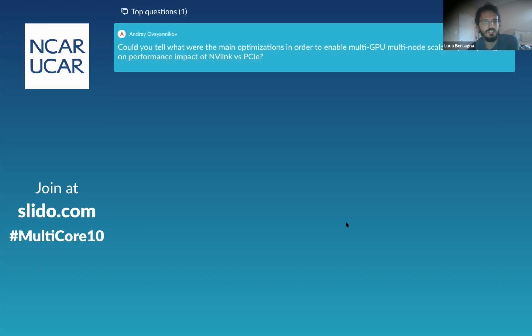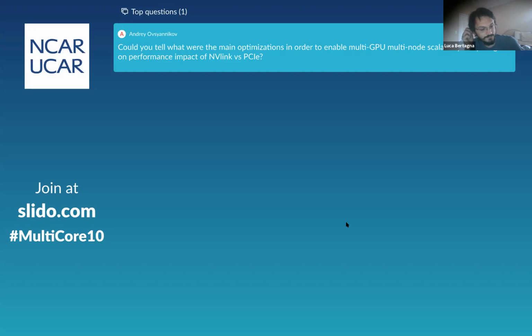The second question is, could you tell what were the main optimizations in order to enable multi-GPU, multi-node scalability? Any insight on performance impact of NVLink versus PCI? We had a few iterations of our performance work. When you run on these new clusters, sometimes your environment is as important as the optimization you do in your code.